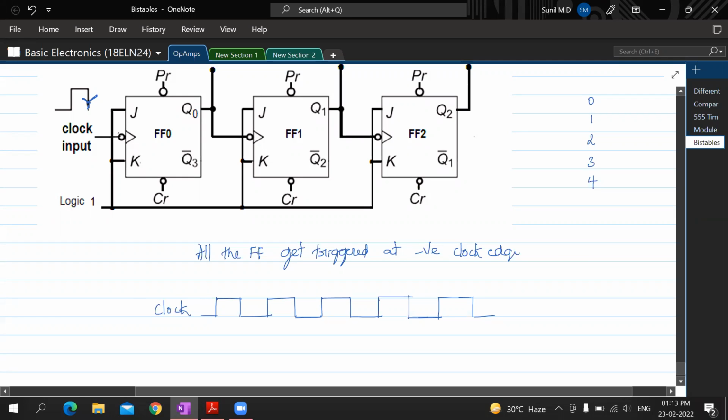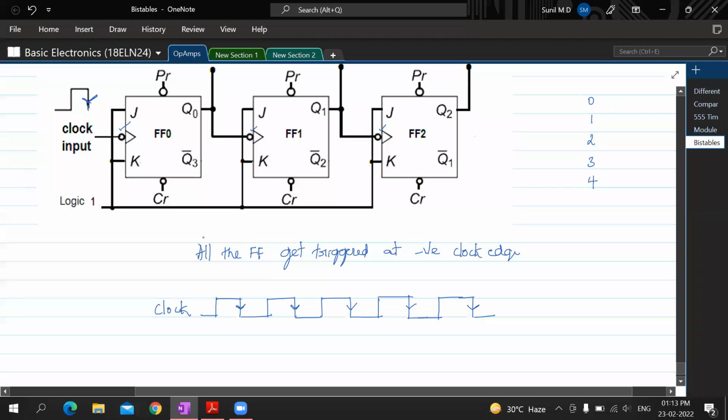Now since there is this bubble at every place here of clock, they're all negative triggered. That means here are the negative edges. Here are the negative edges. Fine. So that means every flip-flop will get triggered at the negative edge. Understand? Now, one more thing that you have to understand is here.